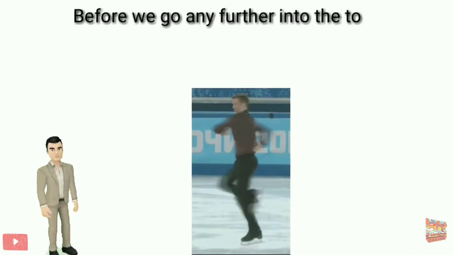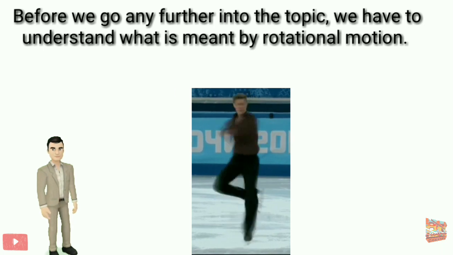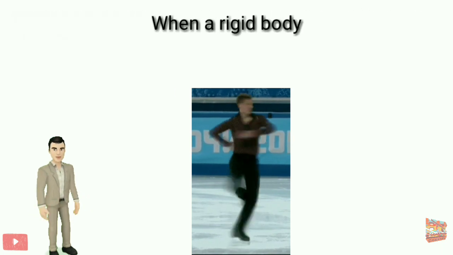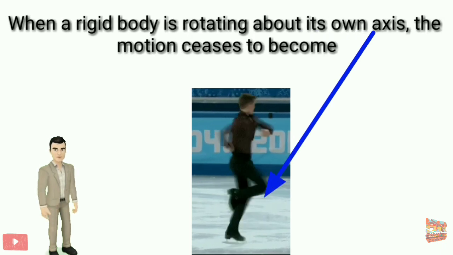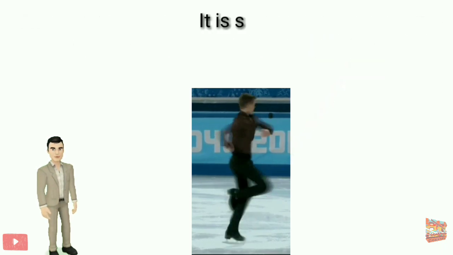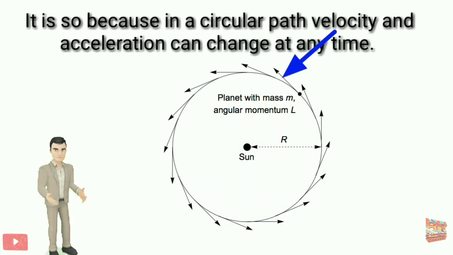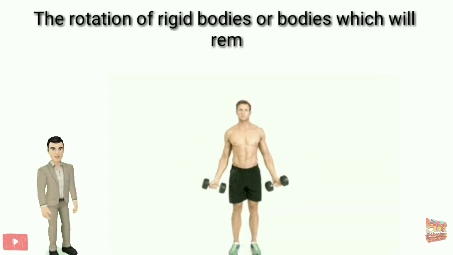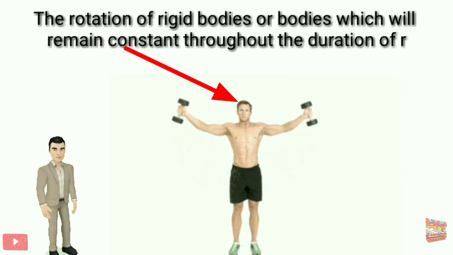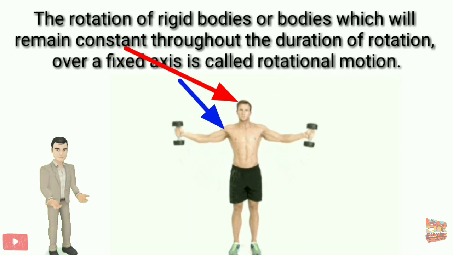Before we go any further into the topic, we have to understand what is meant by rotational motion. When a rigid body is rotating about its own axis, the motion ceases to be that of a particle. It is so because in a circular path velocity and acceleration can change at any time. The rotation of rigid bodies, or bodies which remain constant throughout the duration of rotation over a fixed axis, is called rotational motion.